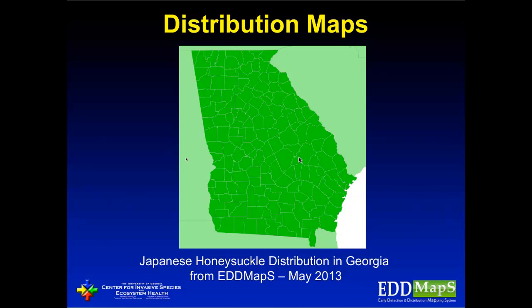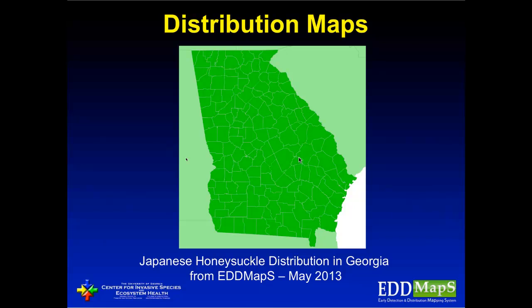And going back to that Japanese honeysuckle picture we saw earlier in the plants database, now in EDDMapS, Japanese honeysuckle has been documented in every county in the state of Georgia.